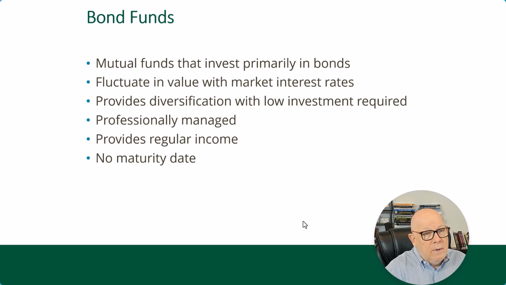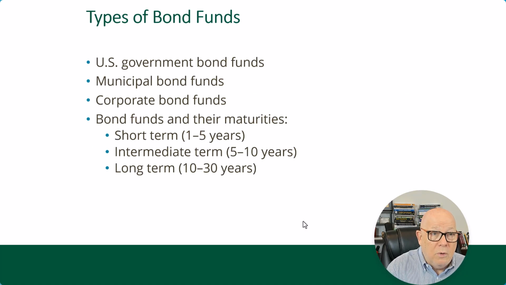On the bond side, there are many variations of bond funds out there. Just like with a stock fund, they're professionally managed. They're going to fluctuate in value because, as we saw last week, bonds fluctuate in value as interest rates go up and down. They have regular income. Unless it's a unit investment trust, they don't have a maturity date. So as some bonds mature, they'll take that money and buy new bonds, so you're always invested in bonds. You don't have to worry about reinvesting the money yourself. The bond fund does that for you.